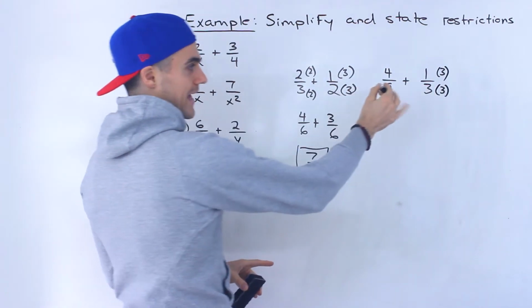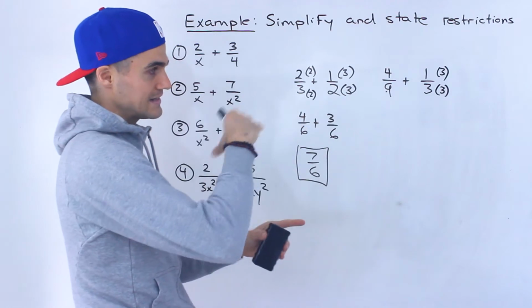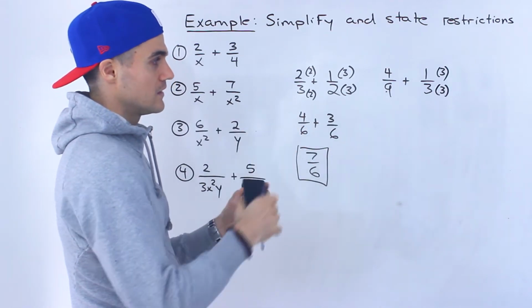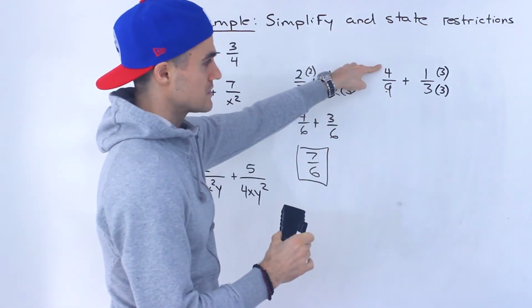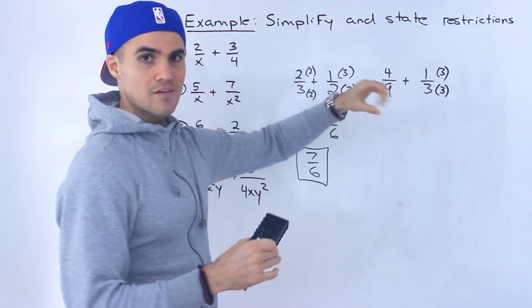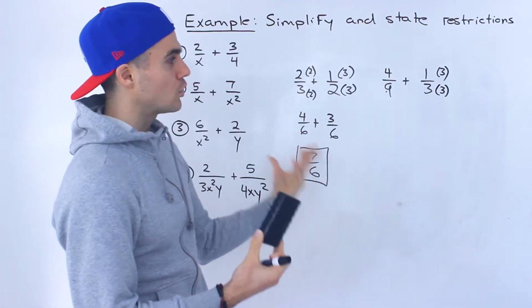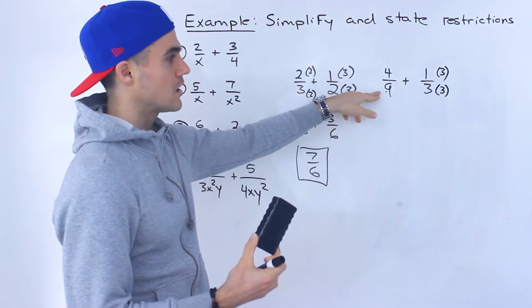Now, you can multiply these two together, right? 9 times 3 would give you 27. So then you'd have to multiply this by 3, and this by 3, this by 9, and that by 9. But then 27 is not the lowest common denominator. It's a common denominator, but it's not the lowest common denominator. The lowest common denominator is 9.